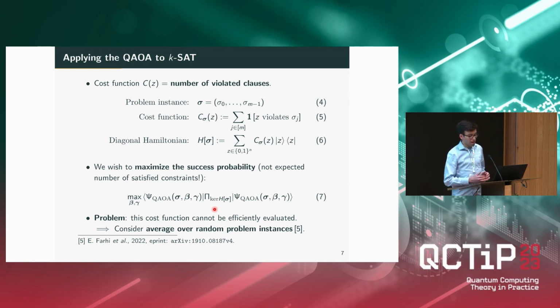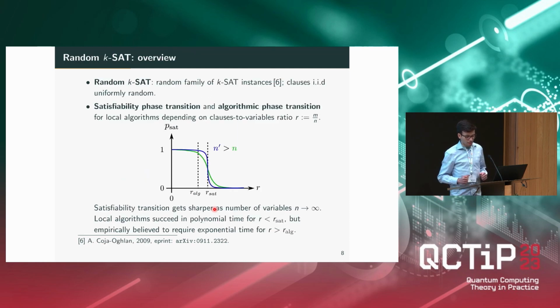Now, there's a major problem with equation 7 that it cannot be efficiently evaluated, right? Because computing amplitudes of even states prepared by shallow circuits like QAOA is hard, unlike computing the expected energies or the expected number of satisfied constraints. One may then consider an idea that was already explored in earlier work, which is to average over random problem instances of KSAT, and we may hope that it makes the problem easier, like the problem of computing the success probability. But to perform this averaging over random instances, one first needs a notion of random KSAT instance.